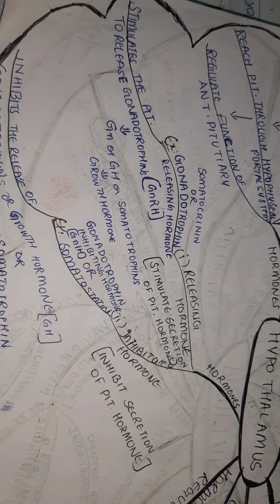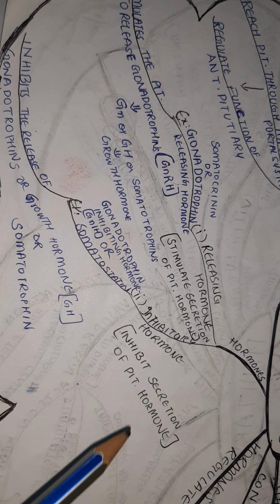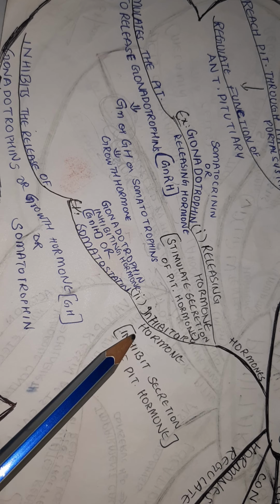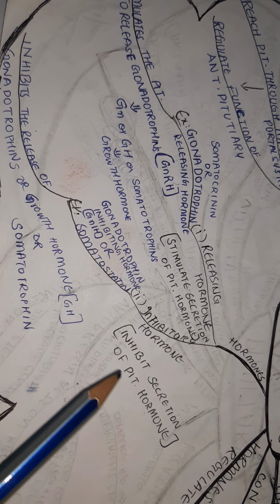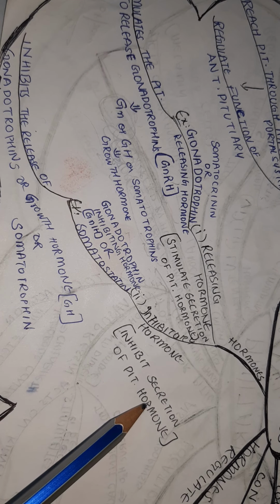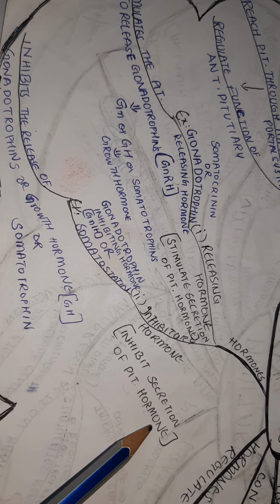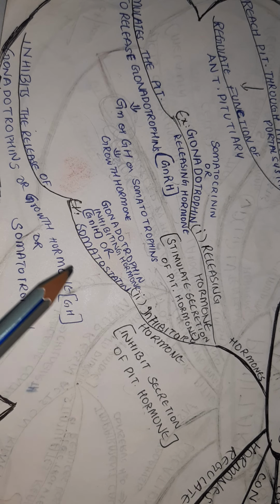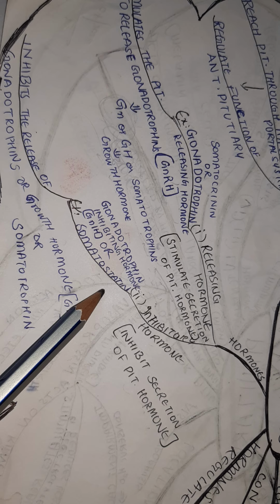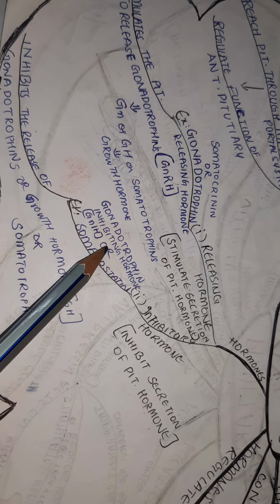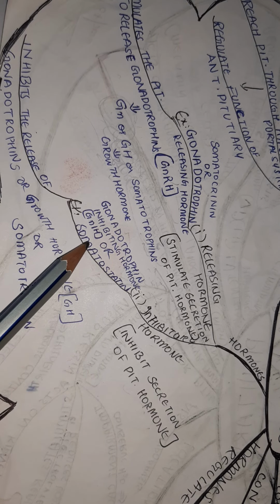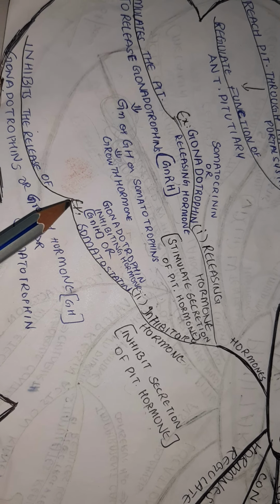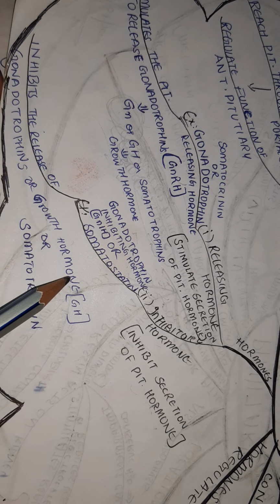somatocrinin. Now the second type is inhibitory hormones, which means they inhibit, they stop, they put a check over the pituitary hormones. The name is somatostatin or gonadotrophin inhibiting hormone, GnIH. They inhibit the release of gonadotrophins or growth hormones, somatotrophins.